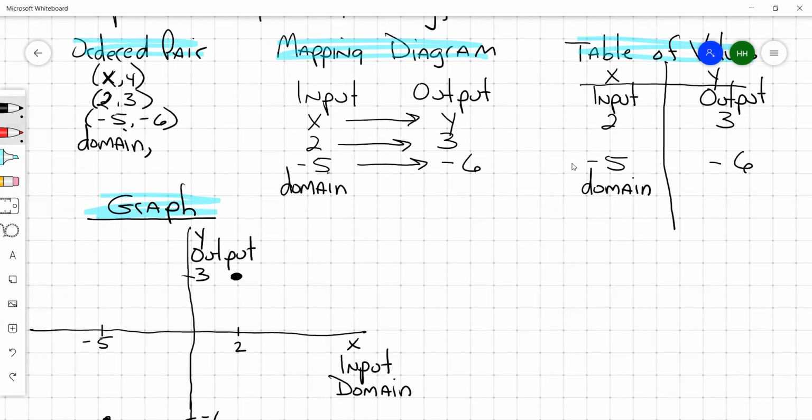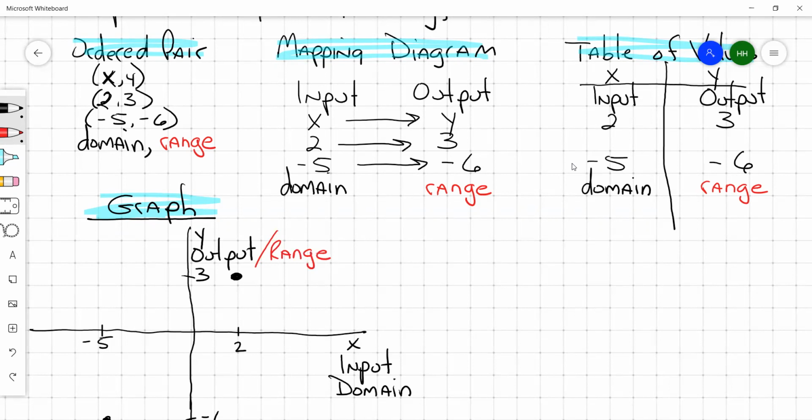Which means the Y values, or your outputs, are always called the range. In a mapping diagram, you have an input and an output, and you have a domain and a range. And in a table of values, you have an input that is the domain, and you have an output that is also the range. The y-axis on the graph is your output. It's also the range of the relation.